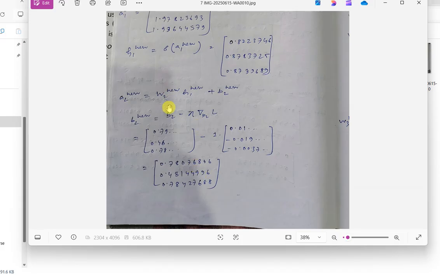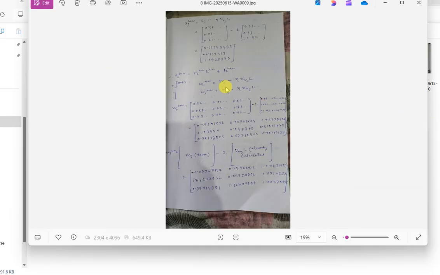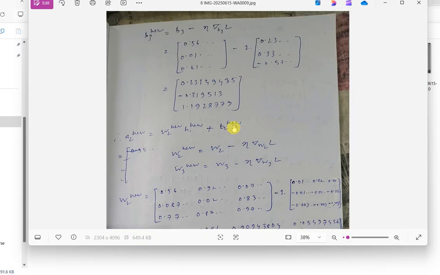Now we need to calculate w2 new, but these are similar calculations. We can calculate b3 new also earlier, there is no issue. So just b3 minus eta times the gradient of loss with respect to b3, and we already know eta is 1, and if we do the calculation, we'll get one column vector like this.